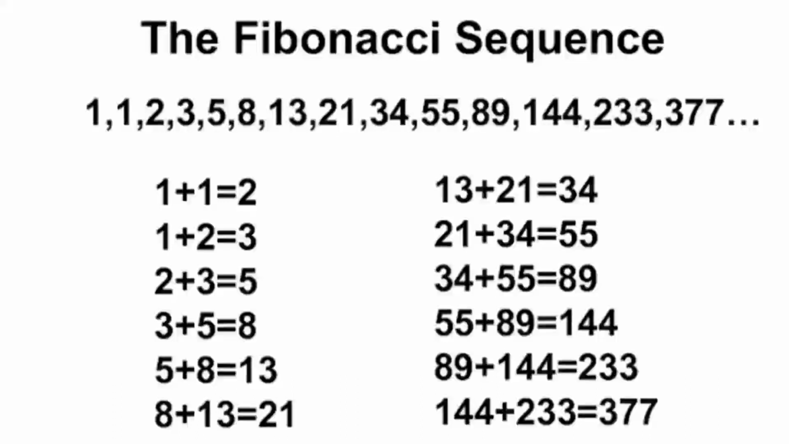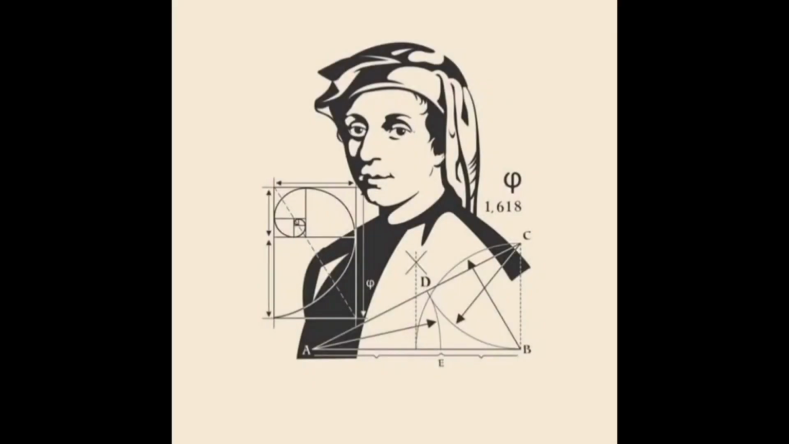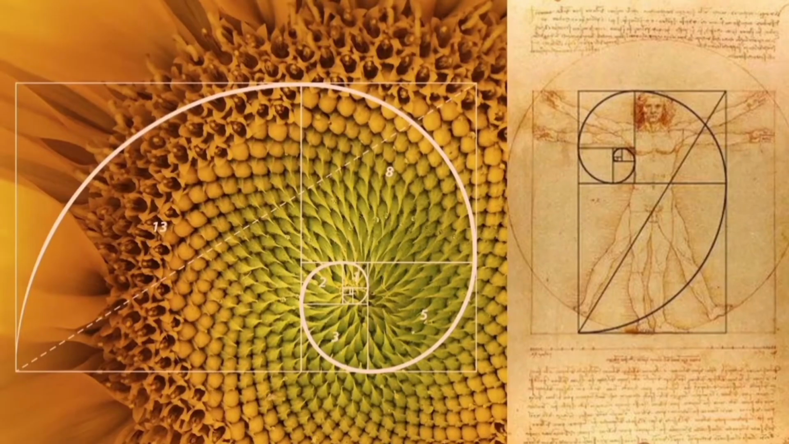The Fibonacci sequence is a series of numbers where each number is the sum of the 2 preceding numbers, starting from 0 and 1. So the sequence goes 0, 1, 1, 2, 3, 5, 8, 13, 21, and so on. This sequence is named after Leonardo Fibonacci, an Italian mathematician who introduced the sequence to the Western world in his book, Liber Abaci, in the 12th century.